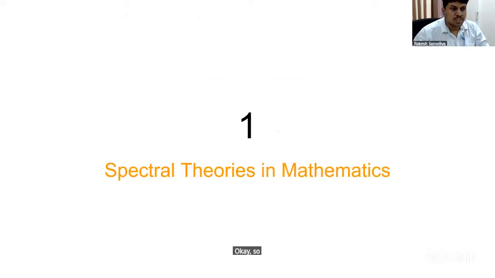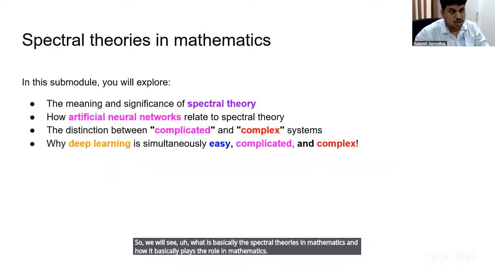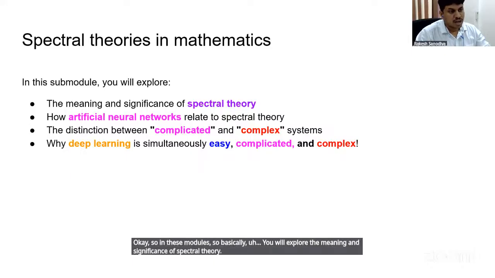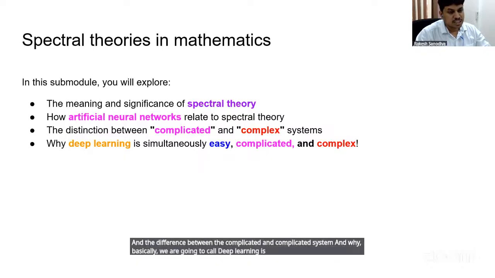The first submodule is spectral theories in mathematics. We will see what spectral theory is in mathematics and the role it plays. In this module, you will explore the meaning and significance of spectral theory, how artificial neural networks relate to spectral theory, the difference between complicated and complex systems, and why we call deep learning simultaneously easy, complicated, and complex.